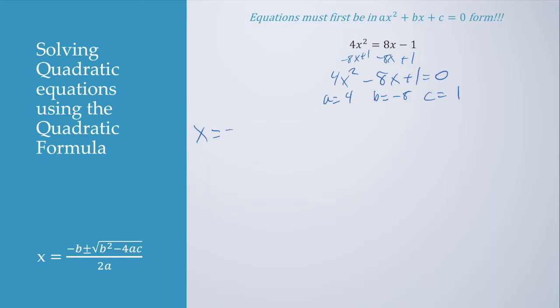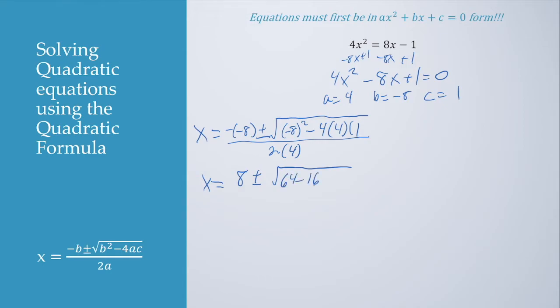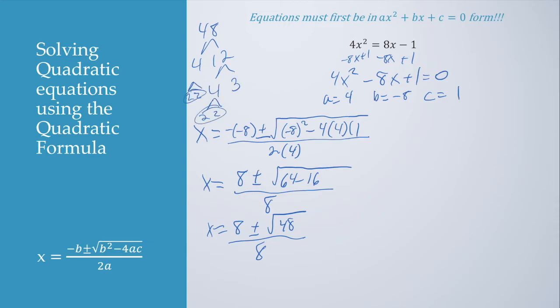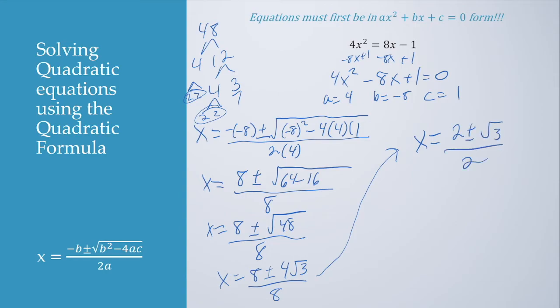So x equals negative b, so a negative negative 8, plus or minus the square root of negative 8 squared minus 4 times a times c, all over 2a. So x equals 8 plus or minus the square root of 64 minus 16, all over 8. So x equals 8 plus or minus the square root of 48 over 8. And 48 factors into 4 times 12, which is 4 times 3 times 2 times 2. So I get to pull out a factor of 4, and we're going to have 4 square root of 3. So x equals 8 plus or minus 4 square root of 3 over 8. I can simplify this by pulling out a factor of 4, so x equals 2 plus or minus the square root of 3 over 2 for my final answer.